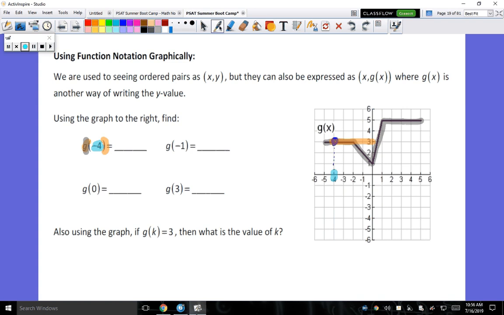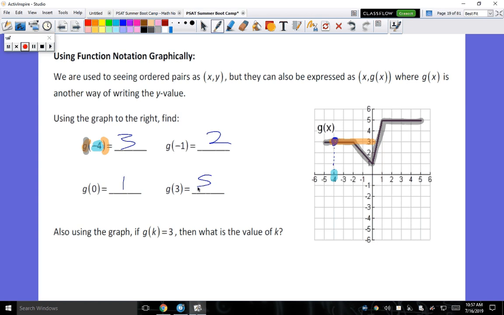Okay? I know it's a little bit overkill, but some people don't know it that specific. Okay? So what is g of -4 on this graph? 3. What would g of -1 be? 2. What would g of 0 be? 1. And what would g of 3 be? 5.